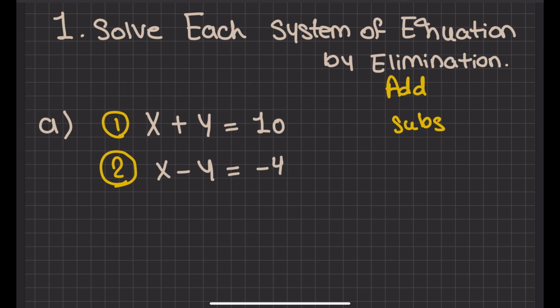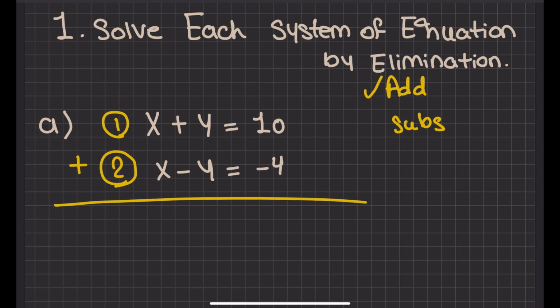I'm going to take a look at my x and y variables. In this scenario, I'm lucky. I can see my x variables have the same number, so I can easily get rid of them by subtraction. Or in the case of my y variables, I can see one is positive and one is negative, which means they cancel each other if I add them together. So I can use either. I'm going to use addition because I like to add. I'm just going to write a positive here and add these two equations together.